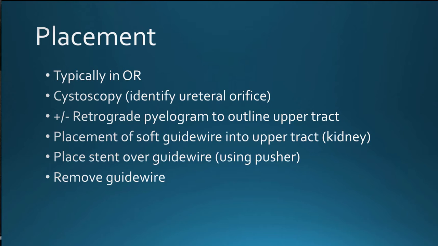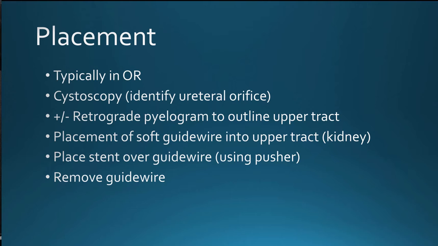A cystoscope is placed, and cystoscopy and evaluation of the bladder performed, and then the ureteral orifice cannulated. A soft tipped wire is then placed into the ureter and then pushed up into the proximal renal collecting system, which is done under fluoroscopic evaluation typically.